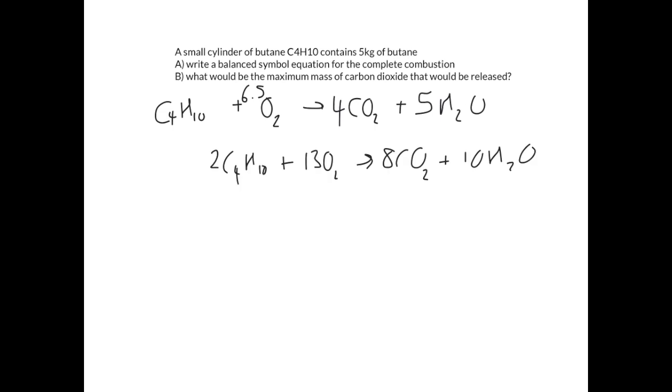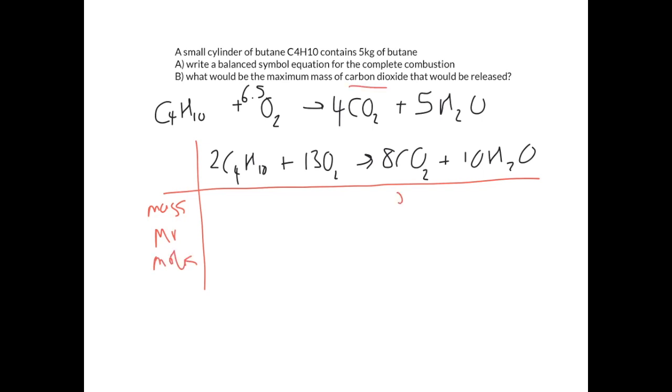Now in terms of working out the mass, I'm going to do it the way I've always done it, so we're going to turn it into a table. By the way, I redrew it so that we've got whole numbers because it will make it easier. So we write mass, mR, moles as the table. We look at the question, we're looking for the mass of CO2, so we're going to put an X under CO2.